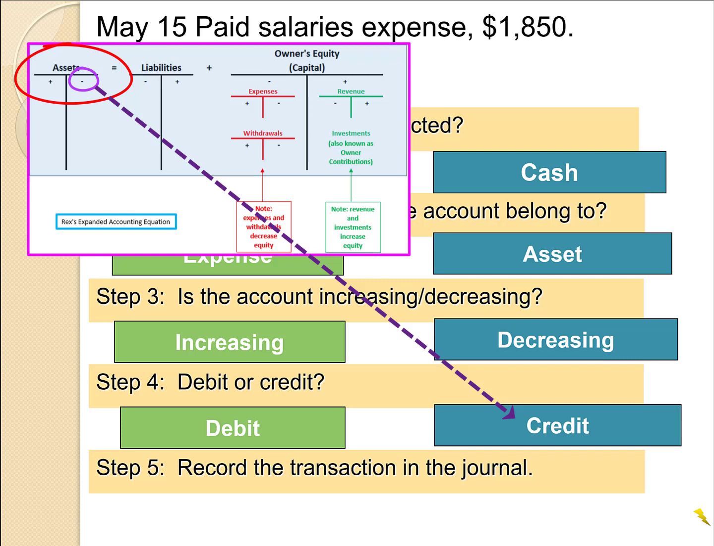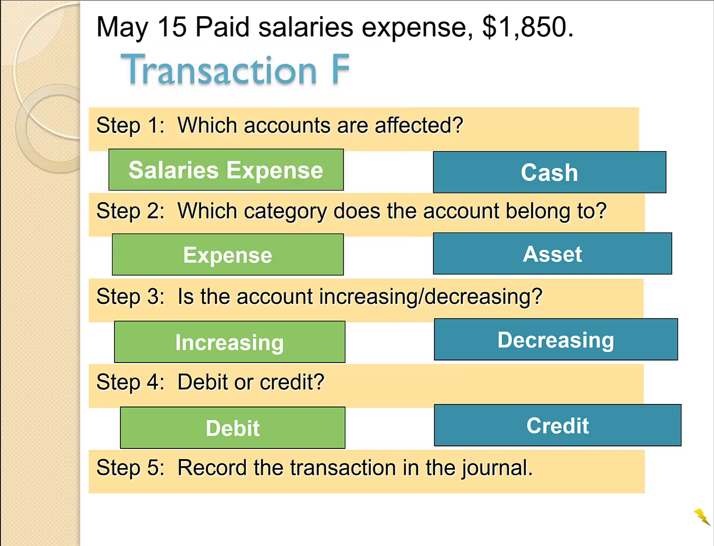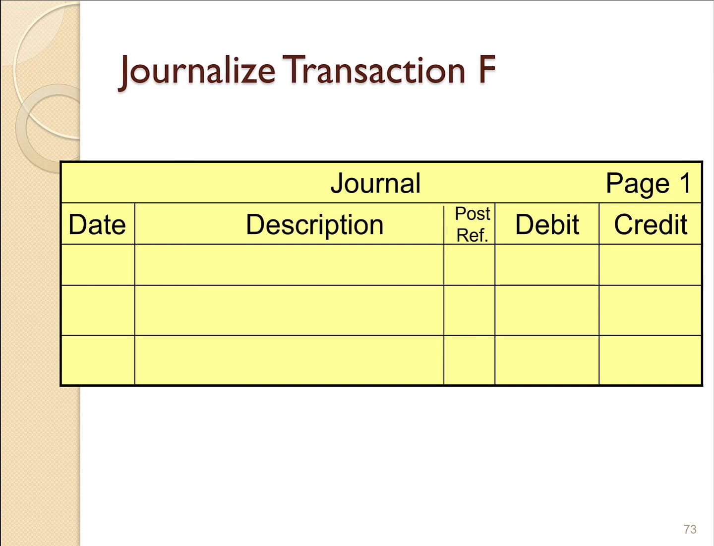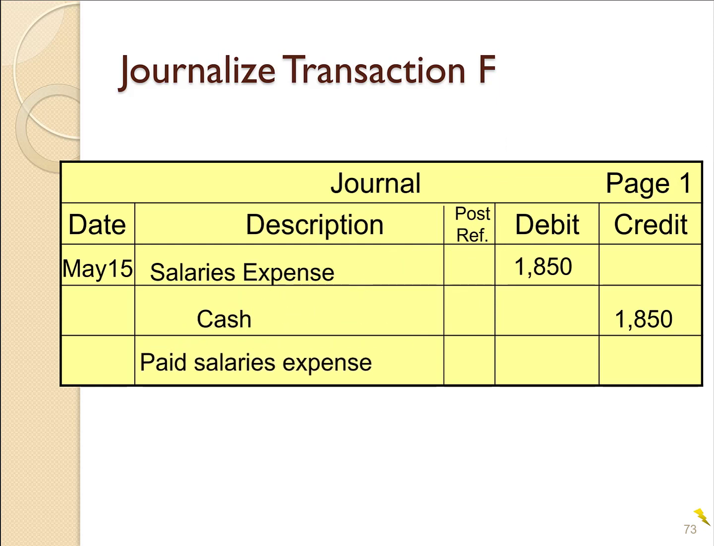Then we need to get out our journal paper. Remember to skip a line in between journal transactions, otherwise that's a deduction. So the first thing we do when we record our journal entries, we need the date, May 15th. Then we list the debit account, salaries expense, $1,850. And the other account was cash going down. We indent it a little bit. And then we have some sort of explanation, paid salaries or paid salaries expense.